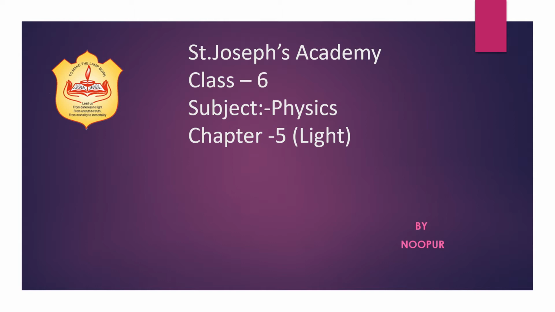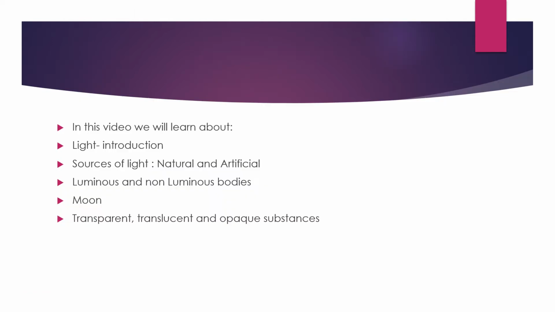In this video, we are going to discuss Chapter 5, Light of Physics. We will learn about light, its introduction, sources of light, natural and artificial, luminous and non-luminous bodies, the moon, and transparent, translucent and opaque substances.